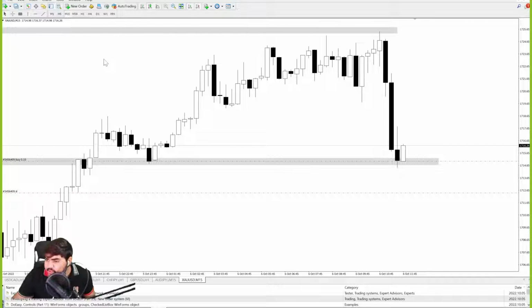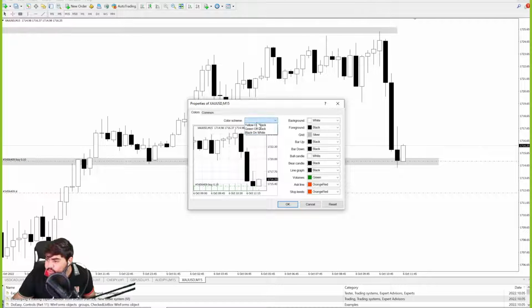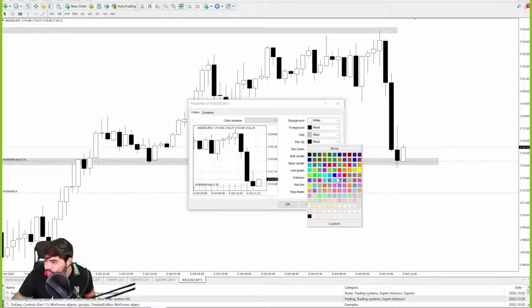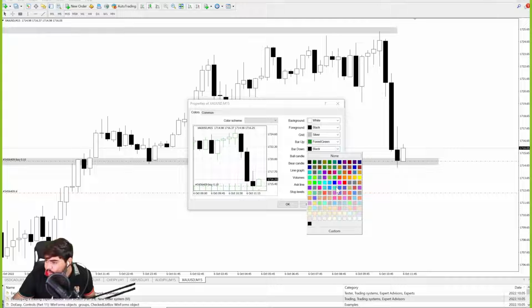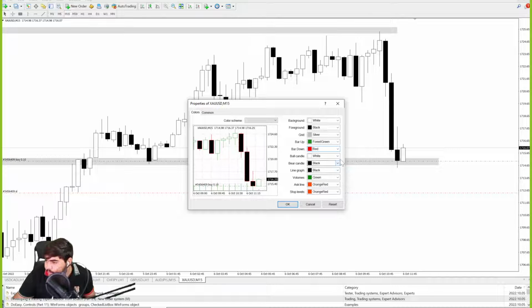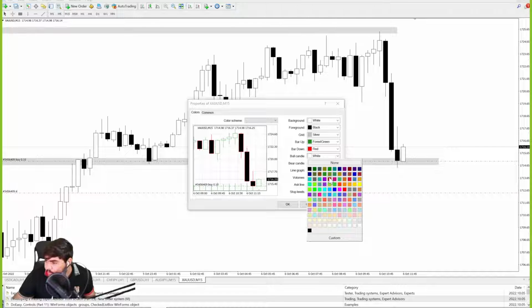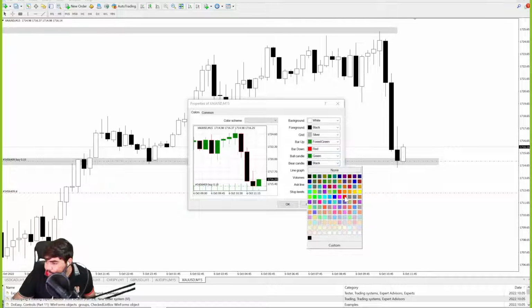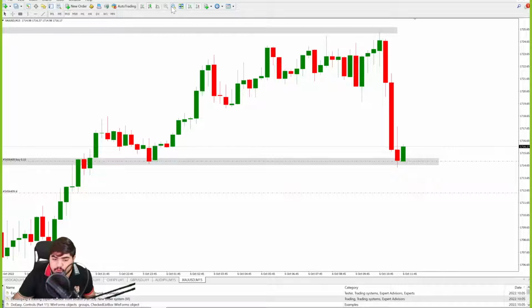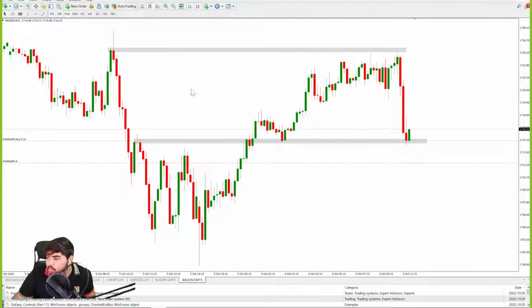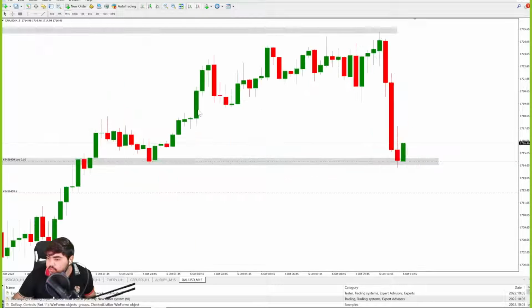Let me actually change the colors of this chart so you guys can see what we are doing. Let me just do this. Green and red. Okay, now I think the colors would be much more clear to you guys. So this is the live trade that we have taken in front of you guys.